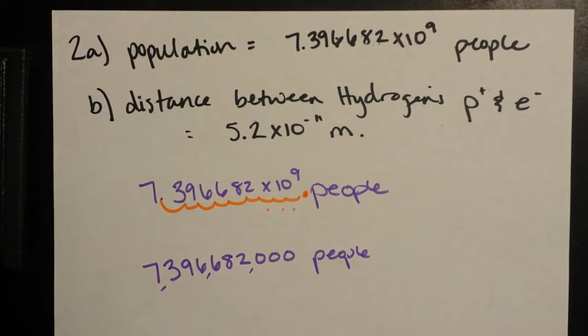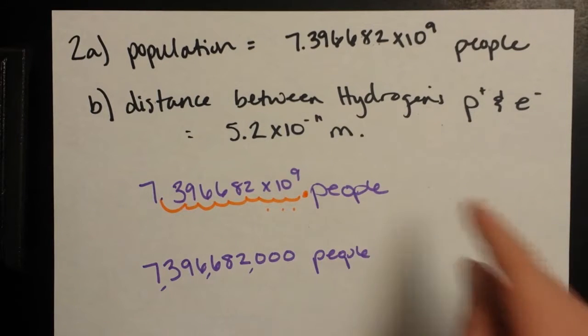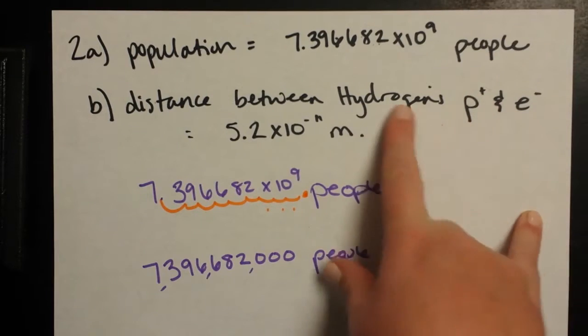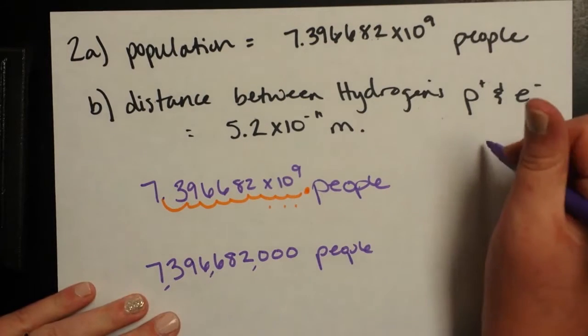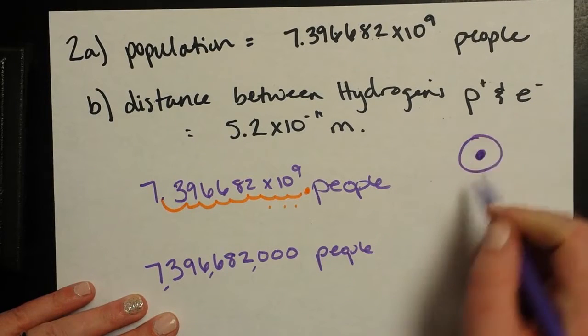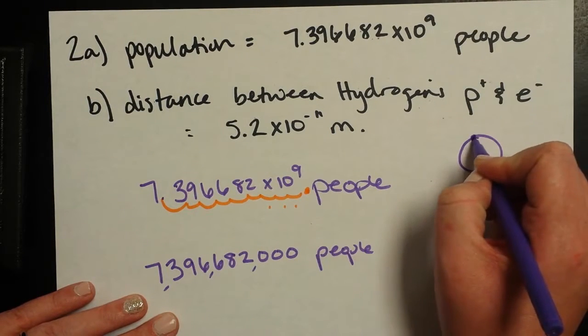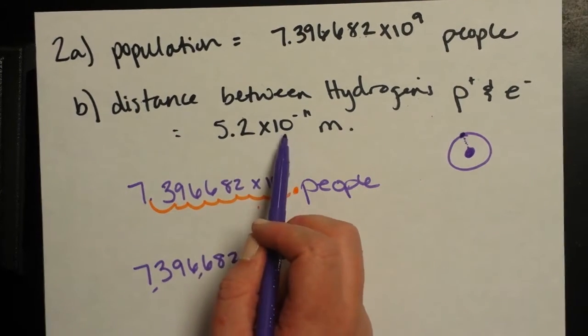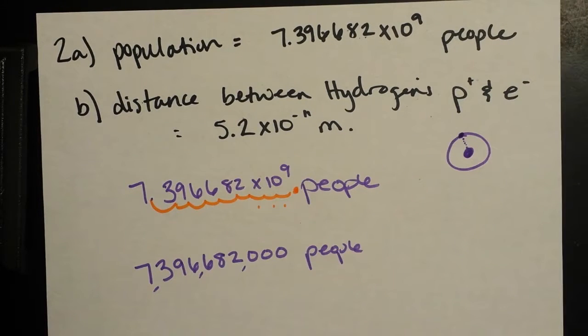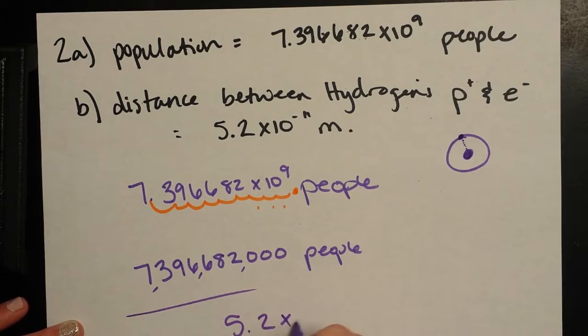Okay, let's look at part B. So this is a bunch of people on a big old flying rock in space, and now we're going to look at the distance between the proton and electron of a hydrogen atom. So we went from a really big scale to a really, really, really tiny scale. If we were to draw the Bohr model, you've got hydrogen's proton in the middle, and it's got one little electron on the outside. And if we're going to look at this distance here, it's 5.2 times 10 to the negative 11 meters.